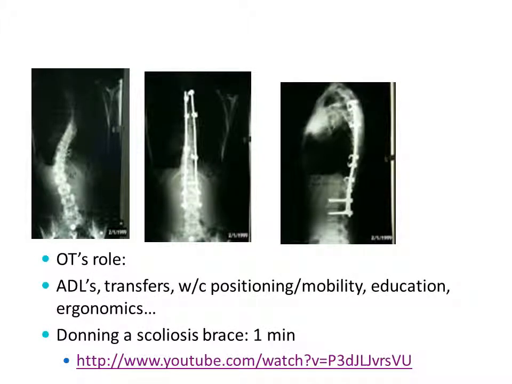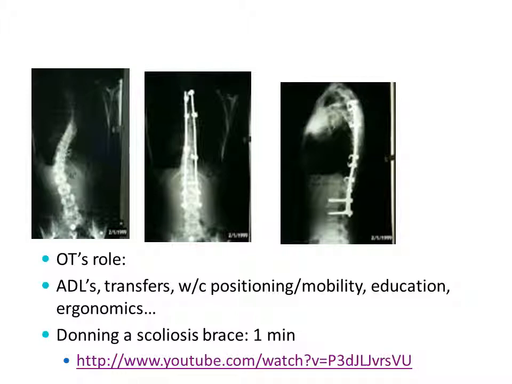So OT's role, we're going to be doing a lot of activities of daily living. If somebody has growing rods in here, they're not going to be able to bend as far down as possible. You may be working on transfers, especially if they're still in the hospital. You may look at wheelchair positioning or mobility.